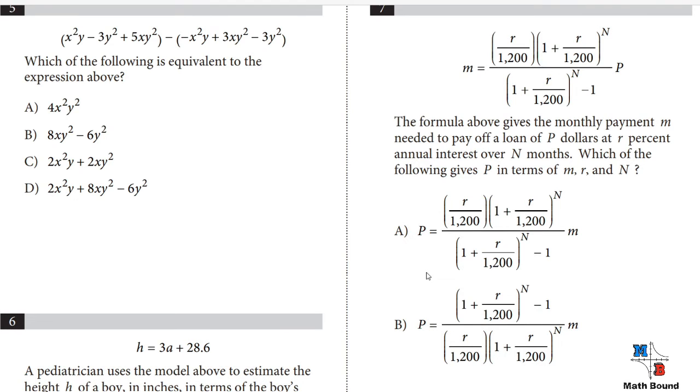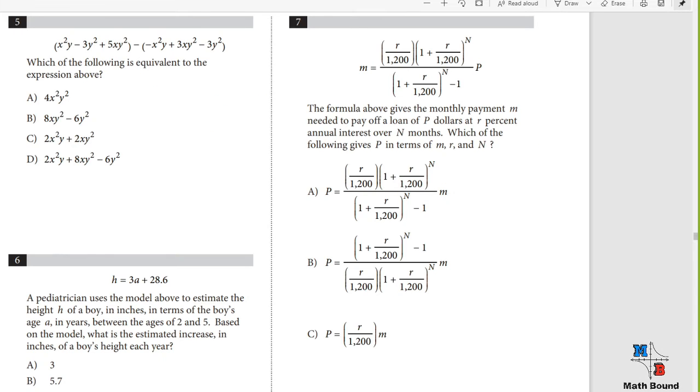And here it is. Number 7. Okay, so number 7. They're giving us a big expression. They're giving us a lengthy problem. Personally, I'm going to go straight for the task. Usually the task is at the end of the sentences that they give. And here it is. Which of the following gives P in terms of M, R, and N? So they're asking us, hey, give me a function that looks like P is equal to some function in terms of M, R, and N.